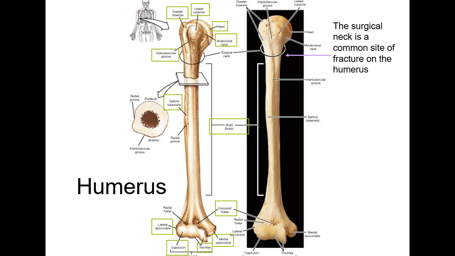Now, it has a neck. It actually has two necks. See, going around that head right there, all the way around it, they call that the anatomical neck, where they drew a circle right here. They call that the surgical neck. I think they call it that because a lot of times it breaks right there. Surgical neck is a common site of fracture on the humerus. Okay. Then you got the shaft. Call it a diaphysis, right? I generally only give half a point for the word shaft.